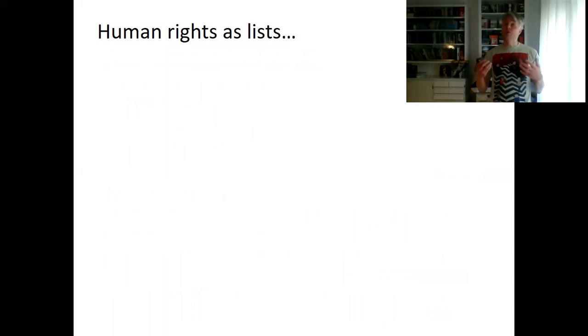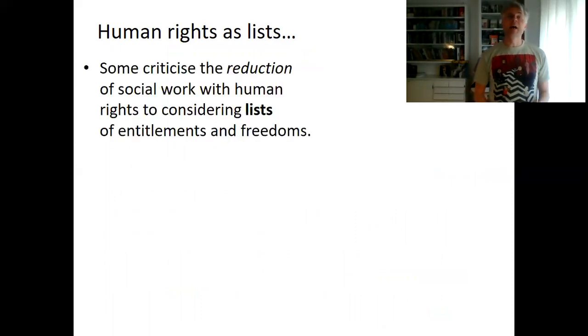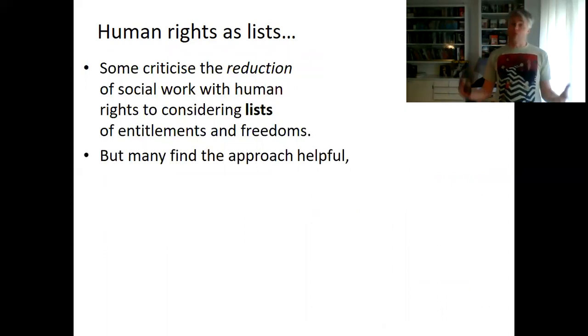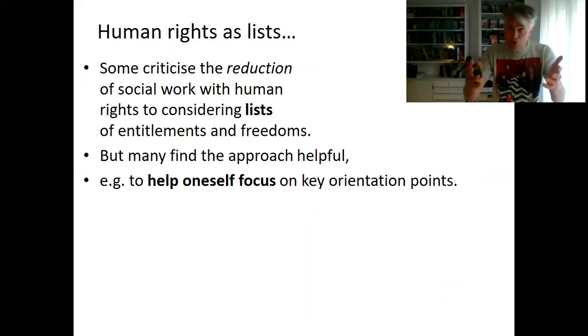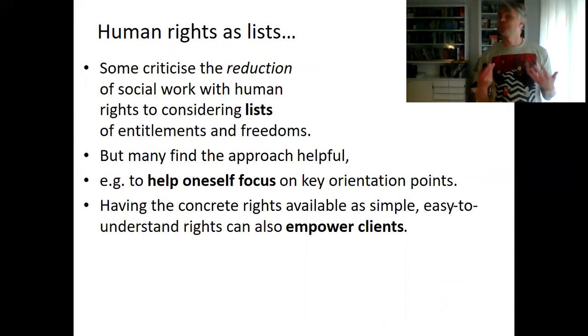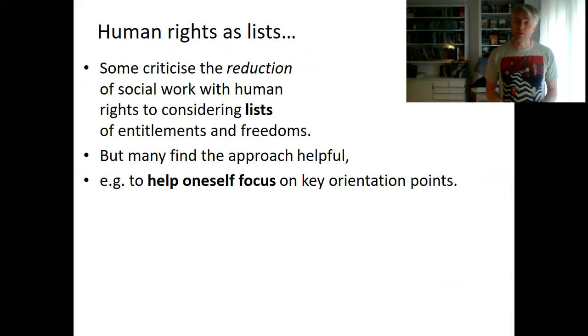It's worth noting that by doing so, we're kind of reducing human rights to specific lists of concrete rights in particular places. Some would criticize that. Some would say there's a kind of reduction involved there. We're reducing social work of human rights, which is so diverse and rich, to thinking about lists of entitlements, lists of freedoms. On the other hand, others would say, no, it's a helpful approach. It can help you to focus yourself on the key orientation points. And I do find this a valid point as well.